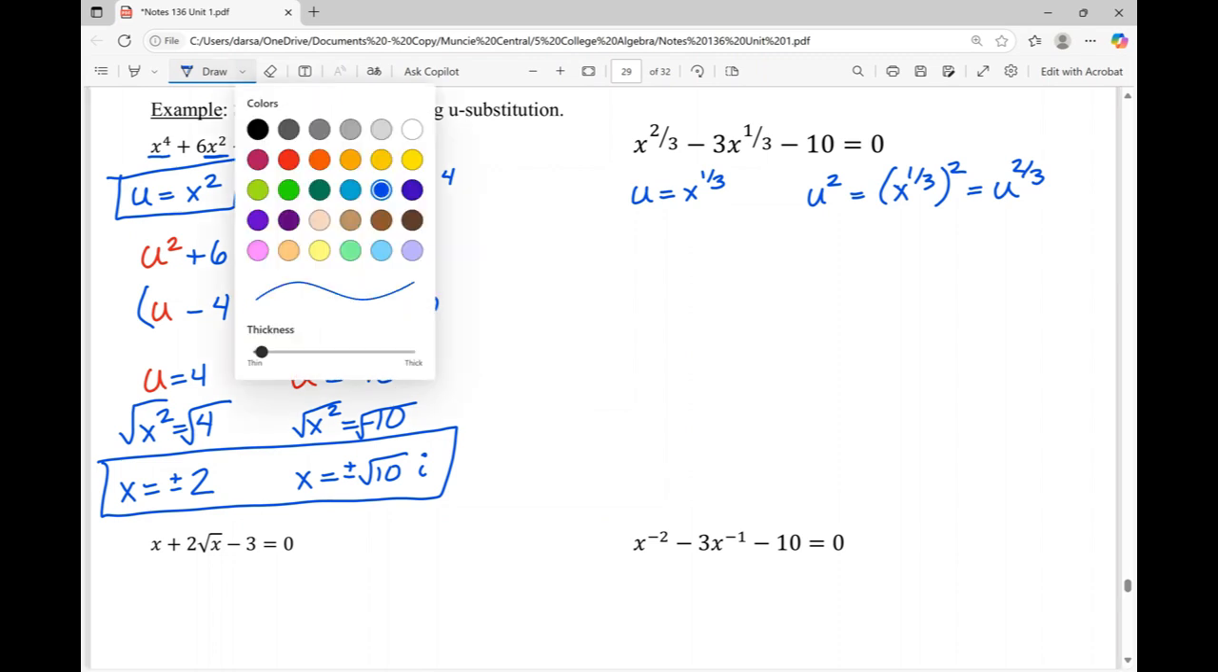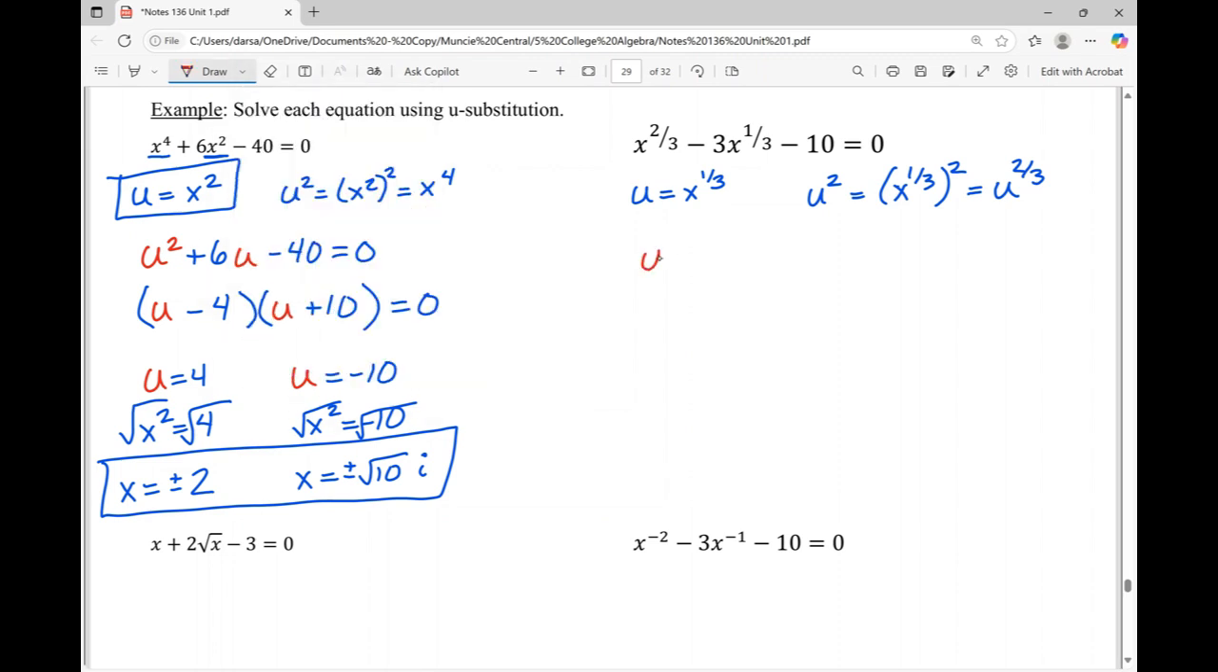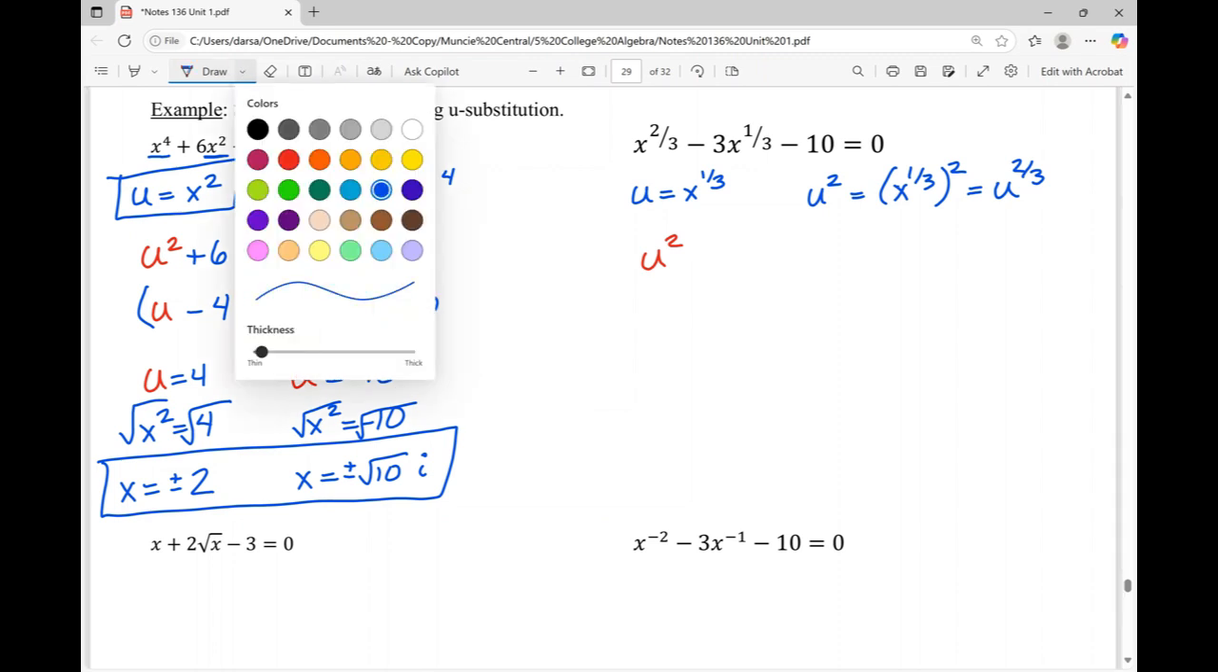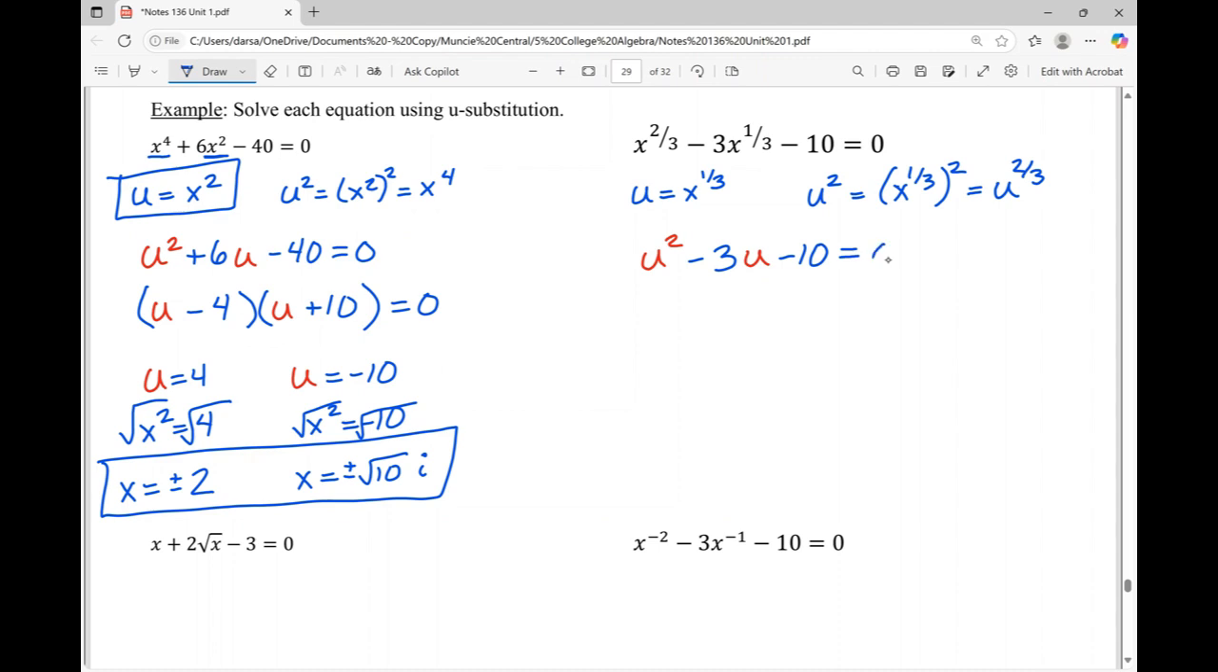So let's go back to this first equation and we can see now u to the 2/3, that's u squared, minus 3u, because u to the 1/3 is u, minus 10. And you can see now that this is a lot less scary and it's even factorable. So what's this going to factor to? Well, this is going to factor to u minus 5 and u plus 2 equals 0. And when we set each factor equal to 0 and solve, we're going to get that u is equal to 5 and u is equal to negative 2.